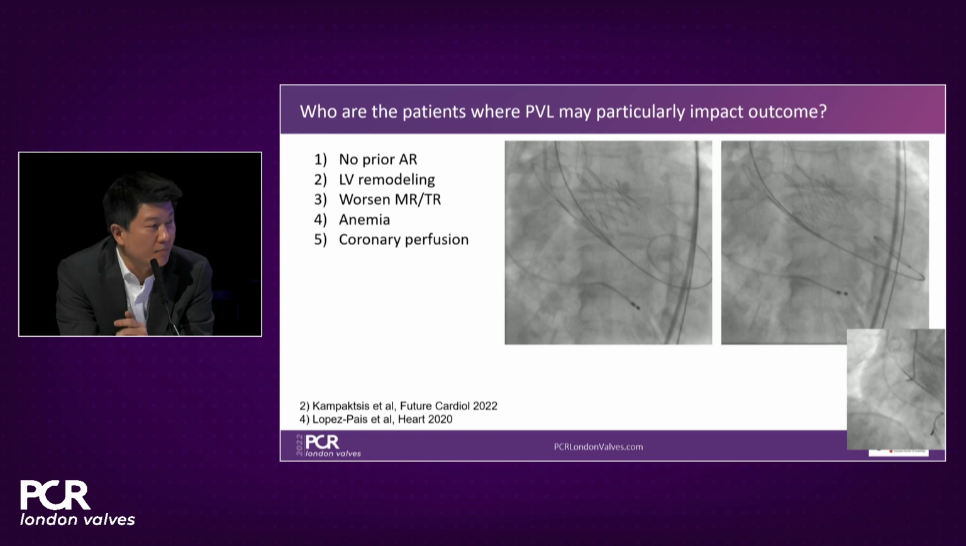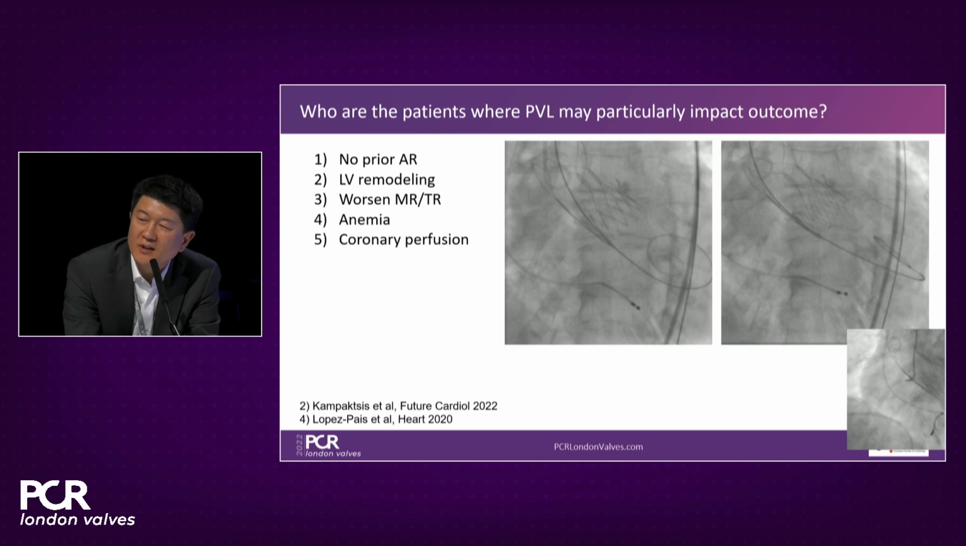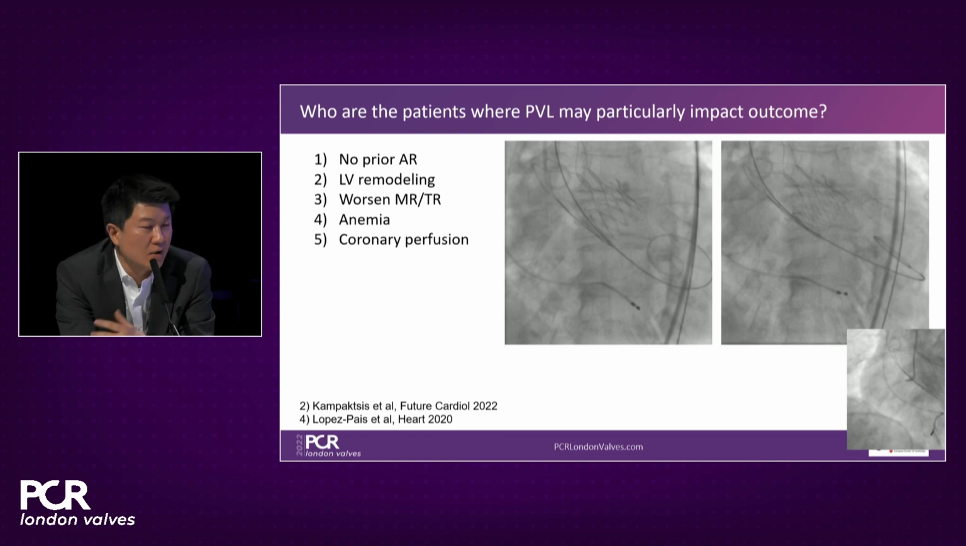And I have been thinking of who are the patients in my daily practice where I would really like to avoid the occurrence of any paravalvular leakage. And this is not backed up by evidence, but by gut feeling. And I'm open to discuss this. So I think that patients with no prior aortic regurgitation are more prone to these hemodynamic changes when they suddenly experience more AR. This is, I think, common sense.